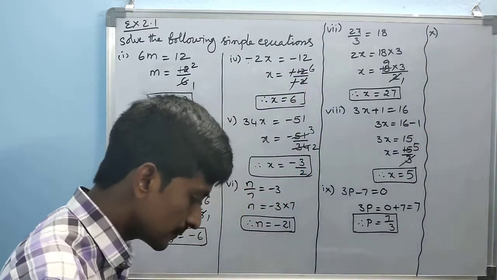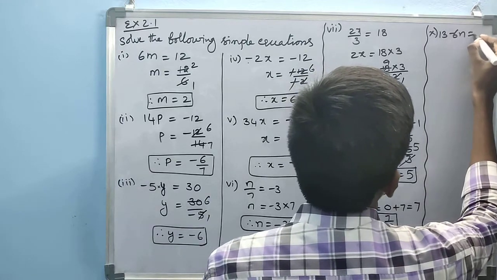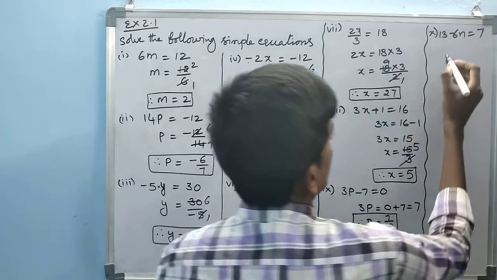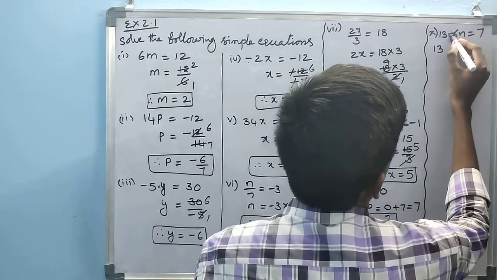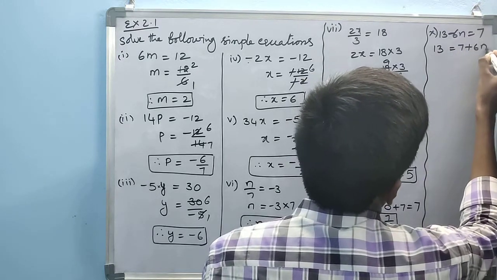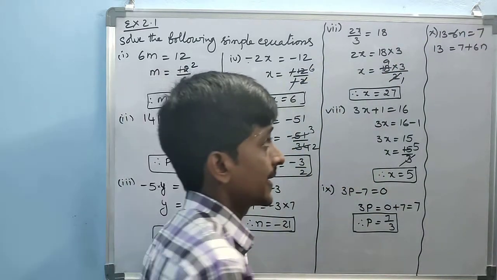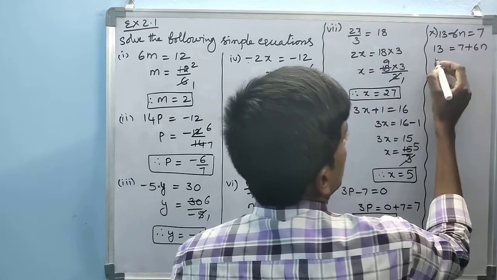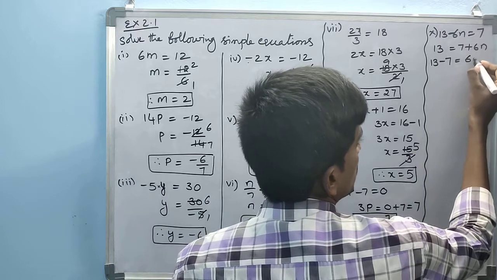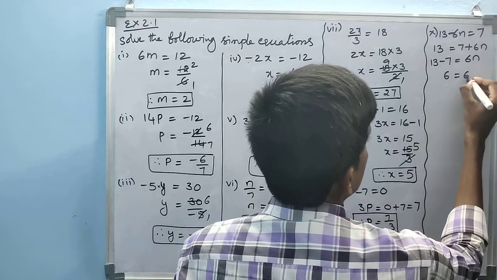10th one, 13 minus 6n equals 7. Okay, here 13 minus 6n, 6n transferred to the other side becomes plus 6n, so 7 plus 6n. The 7 transferred to this side becomes minus 7. 13 minus 7 equals 6n. 13 minus 7 is 6. So 6 equals 6n.